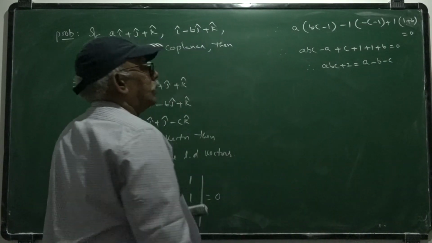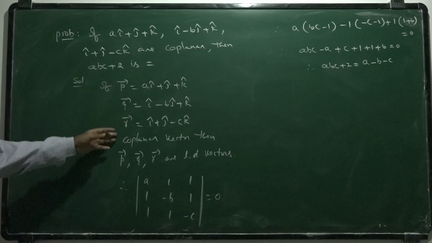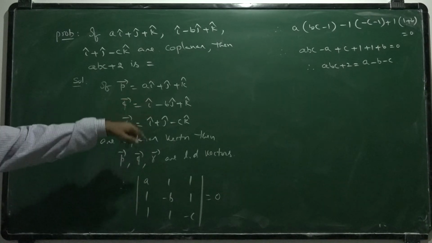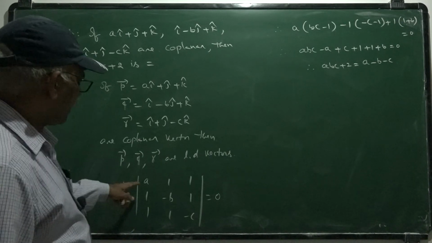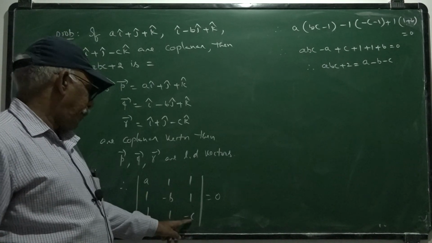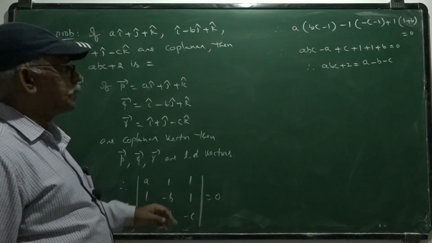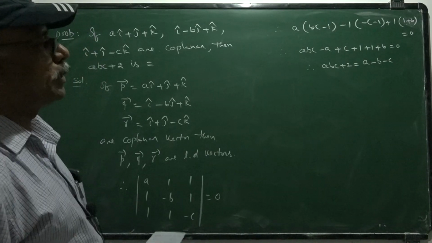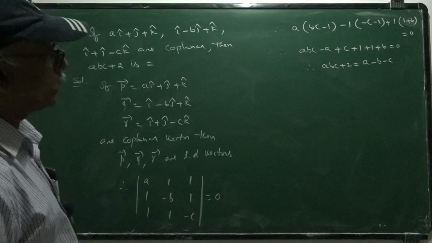Once the vectors are coplanar, then the determinant of the coefficients of i, j, k must be 0. Hence, this is A into BC minus 1, minus 1 into minus C minus 1, 1 into 1 plus B. Hence, ABC minus A plus C plus 1 plus B is 0. Hence, ABC plus 2 takes the value A minus B minus C itself.